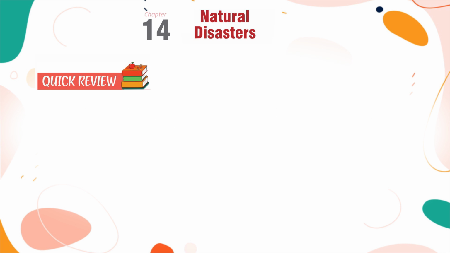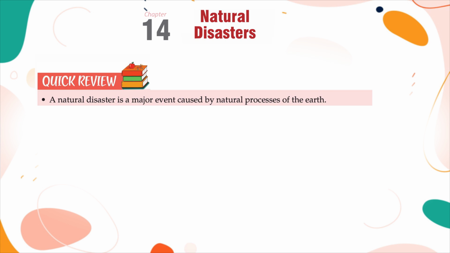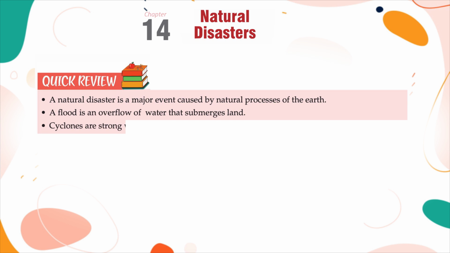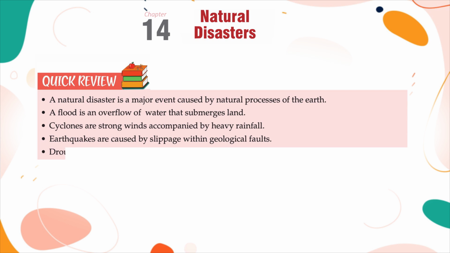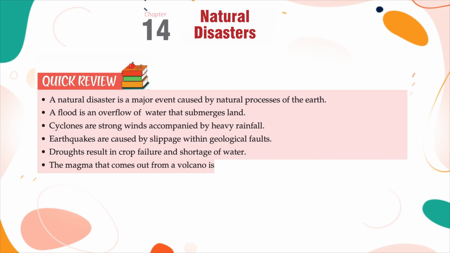Quick review. A natural disaster is a major event caused by natural processes of the earth. A flood is an overflow of water that submerges land. Cyclones are strong winds accompanied by heavy rainfall. Earthquakes are caused by slippage within geological faults. Droughts result in crop failure and shortage of water. The magma that comes out from a volcano is called lava.